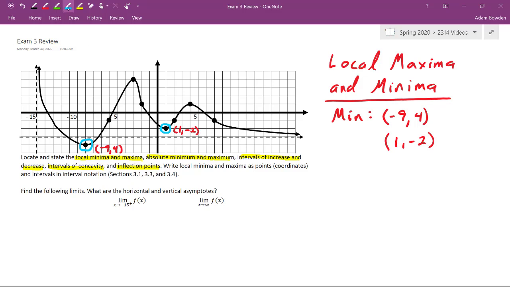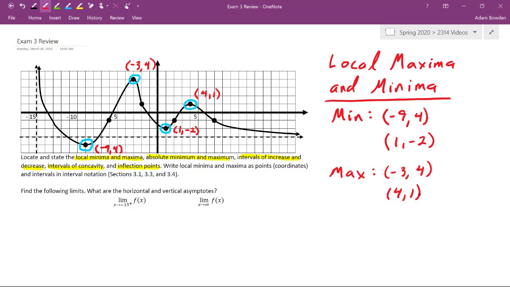And then we see 2 local maximum points where the graph goes up to that point and then turns and goes down. So these would be at the points (-3, 4) and (4, 1).